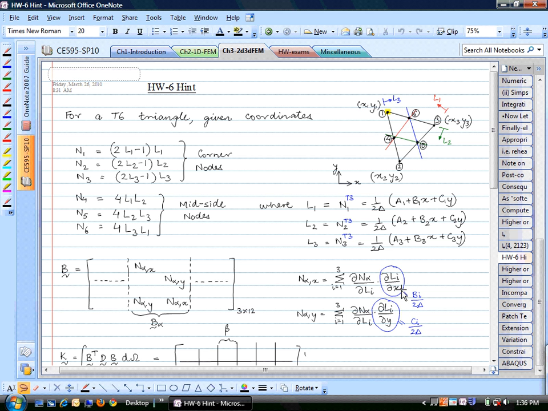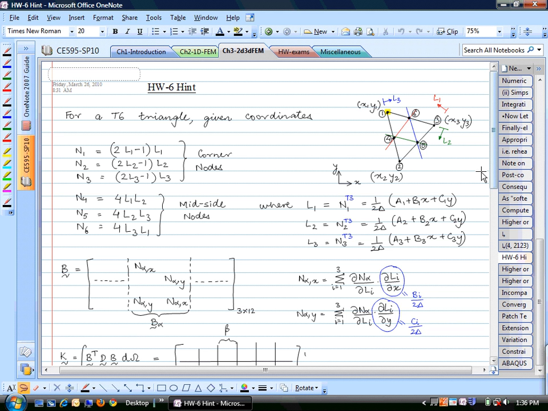This is related to the Jacobian of the triangle. This is going to be a constant. It doesn't matter how many nodes are there in the triangle. So since this is constant, this is in terms of L1, L2, L3. Therefore, all these B matrices are going to be in terms of L1, L2, L3. There's no X and Y. There's no X and Y in here.